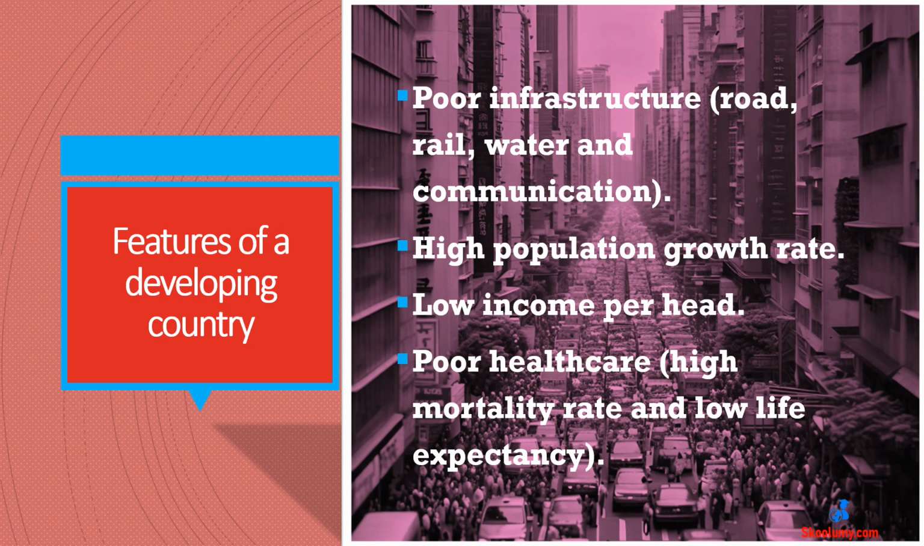Mortality rate is the number of deaths per 1,000 of the population in a given period, usually a year. Mortality rate is also known as death rate. Mortality rate is high due to poor healthcare system, poor sanitation and poverty. Low life expectancy means that the number of expected years of individuals is low.